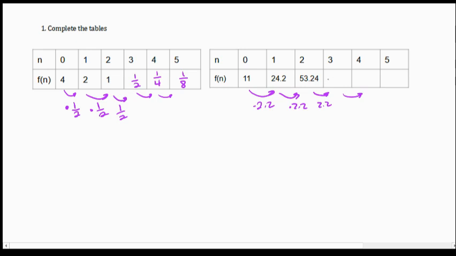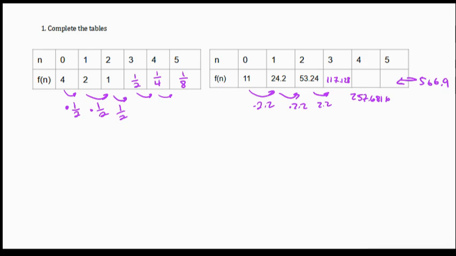So each time I'm going to be multiplying by 2.2, and each time I'm going to keep going up. So I get in my third box 117.128. Then I'm going to start running out of room here, so bear with me. This is 257.6816. And then this term right here is 566.9, let's just round it to 9 here. It's 89952 if you're plugging in the whole thing.